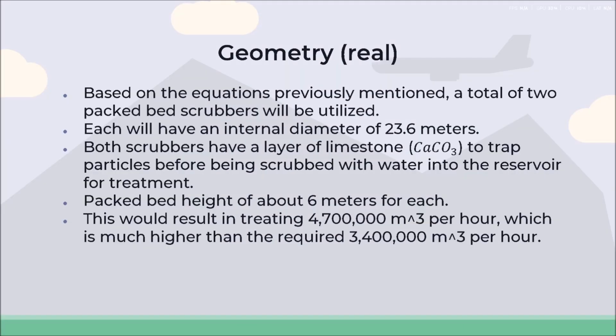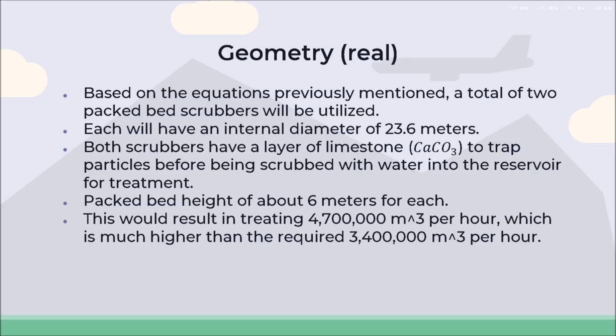All right, so in terms of our geometry, we will be utilizing a total of 2 packed bed scrubbers, each of which will have an internal diameter of about 23.6 meters. And both of these scrubbers will have a layer of limestone, as is typical of the packed bed scrubber, that is used to trap the particles before it gets scrubbed with water. And basically the point of this is to just trap overall more particles, get a higher removal number than if you didn't have the limestone.